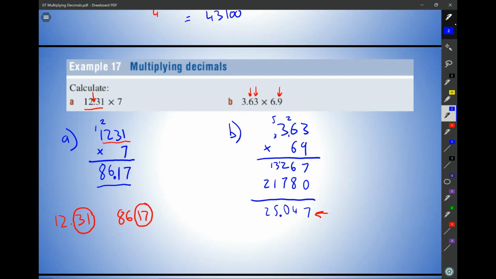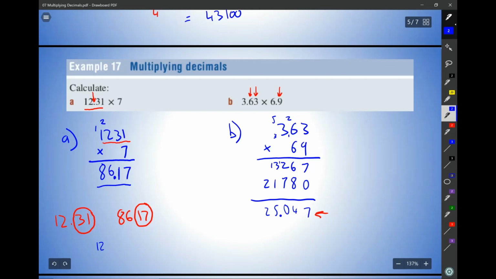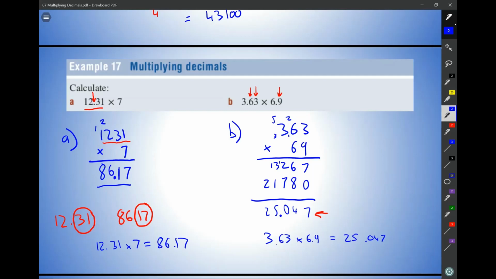So what we should do is we should finish off both of these questions by writing them all in one line. There we have it.